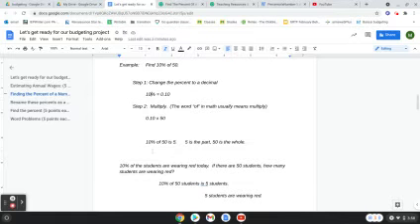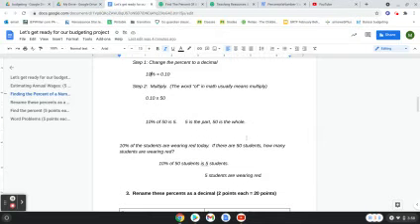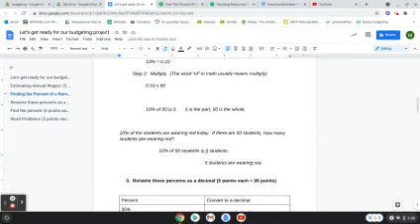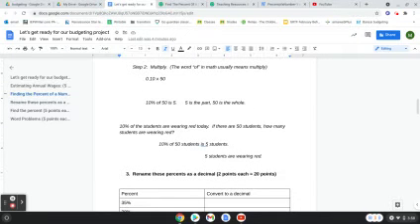So if we put that into a word problem, 10% of the students are wearing red today. If there are 50 students, how many students are wearing red? So all you're going to find is 10% of 50 students, which would be 5 students. 5 students are wearing red.